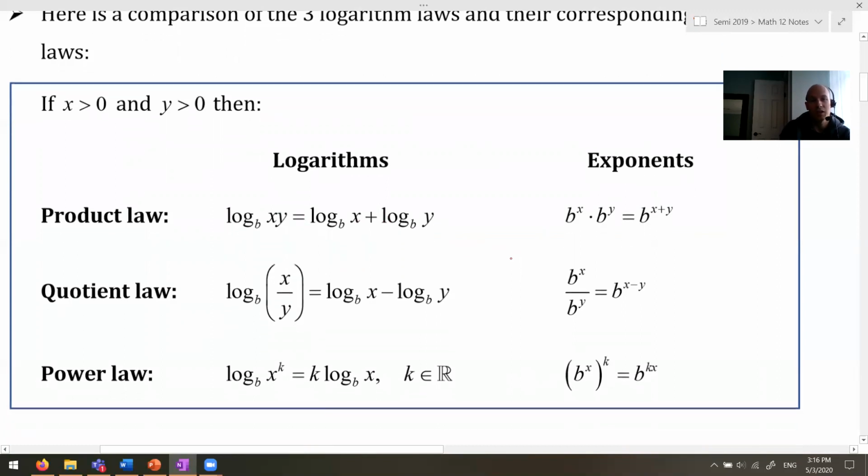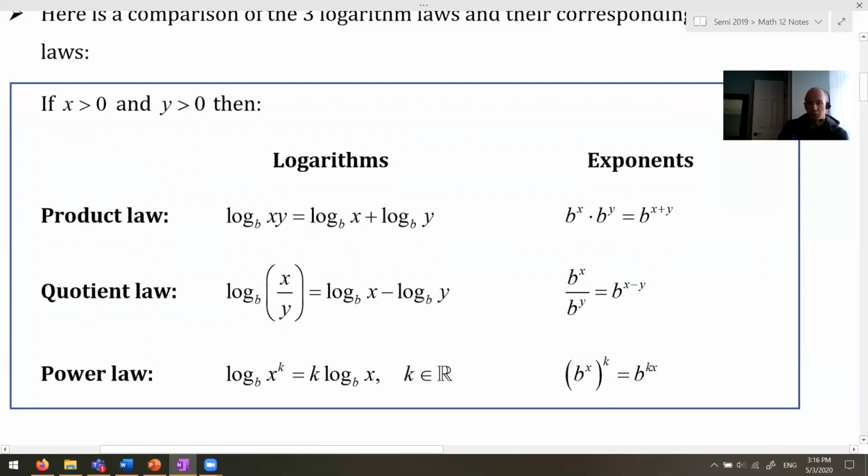So let's just look at the other rules here. What we've got is the product law. When you take the log of things that are multiplied, you can split them up into a sum of logarithms. The quotient law: when you take the log of things that are divided, you can split it up into a difference of logarithms. And then the power law.